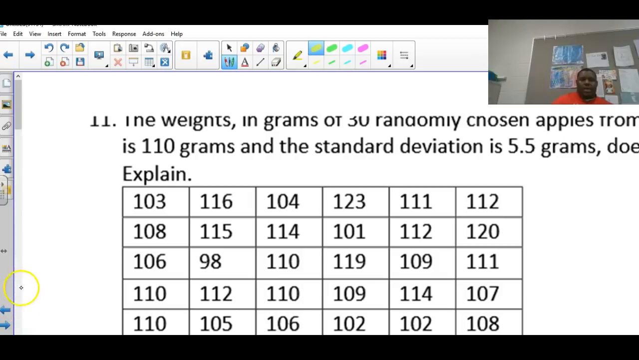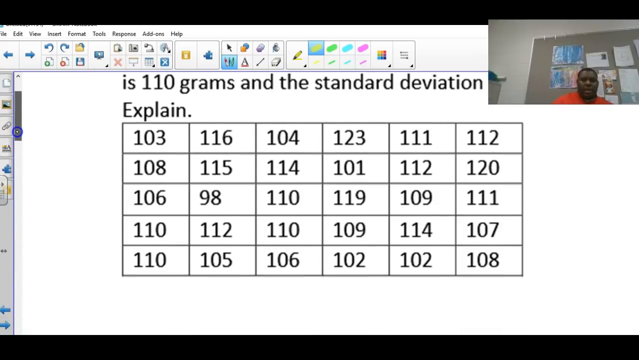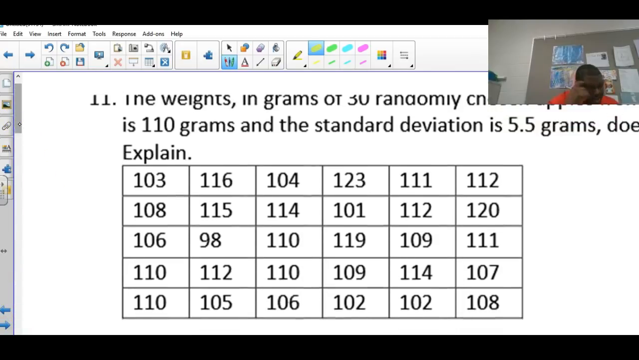All right, another example, same type of problem. There are 30 randomly chosen apples from a large bin. The mean weight is 110 grams and the standard deviation is 5.5. Does this appear to be a normal distribution? So again, the mean is 110. Let's see how many are below 110.